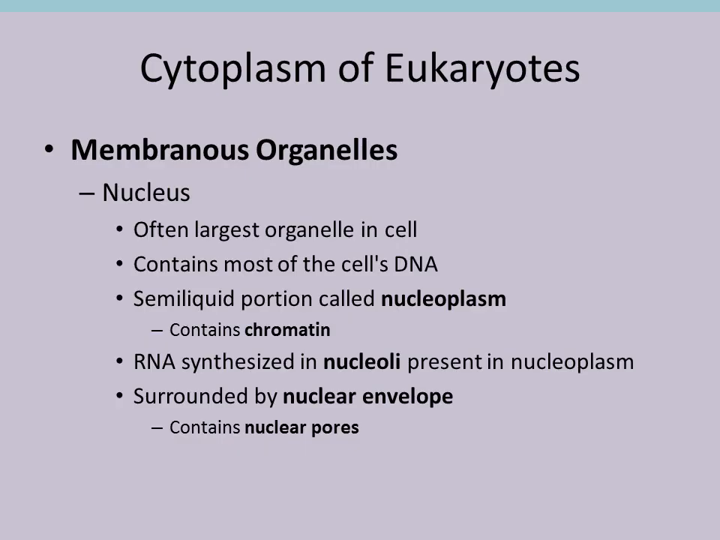In terms of the membrane-bound organelles, in eukaryotes, certainly you have a nucleus. That is going to contain the DNA. It's the largest organelle in the cell typically. There is a semi-liquid portion inside called the nucleoplasm. You do have, in it, the nucleolus. And this membrane that surrounds the nucleus is called the nuclear envelope. It does contain pores in it, which are small openings. Basically, it allows for communication with the rest of the cell.